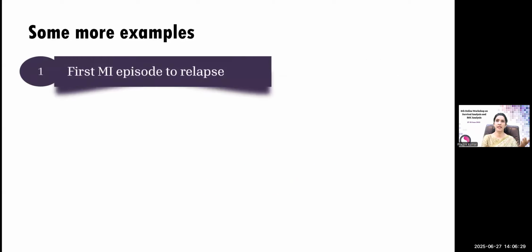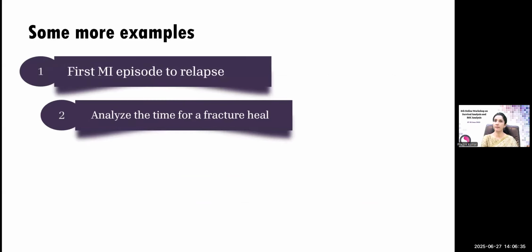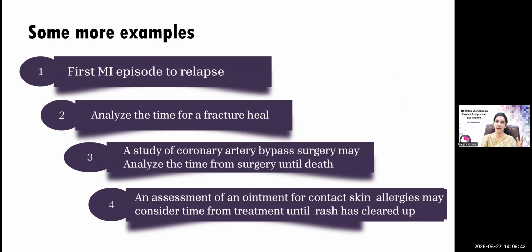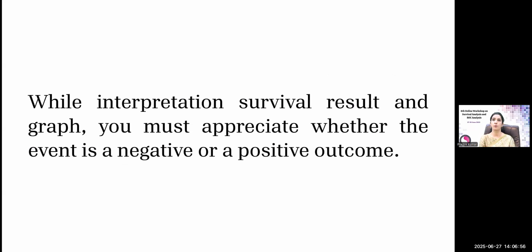Some more examples: the first MI episode to relapse; analyzing the time for a fracture to heal after the fracture; a study of coronary artery bypass surgery may analyze time from surgery until death; or if I am assessing an ointment application, after the application of the ointment, what is the time until the rash has cleared up? While interpreting the survival result and graph, we should always see whether the event is a negative or positive outcome. That will help you understand and write your interpretation well.